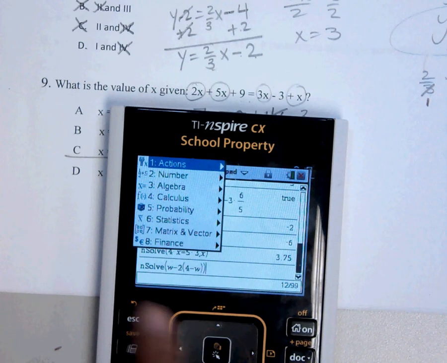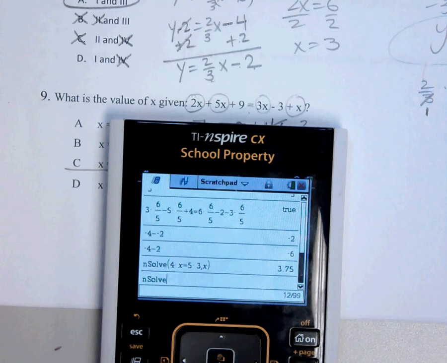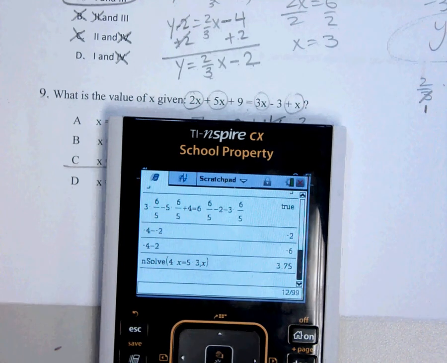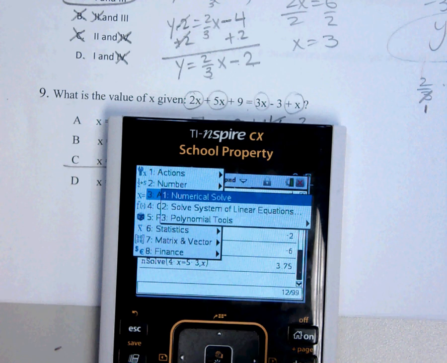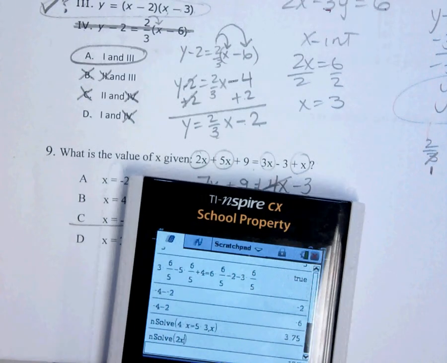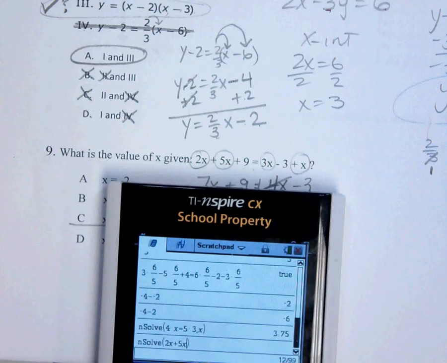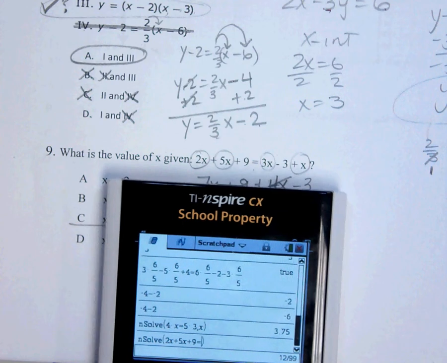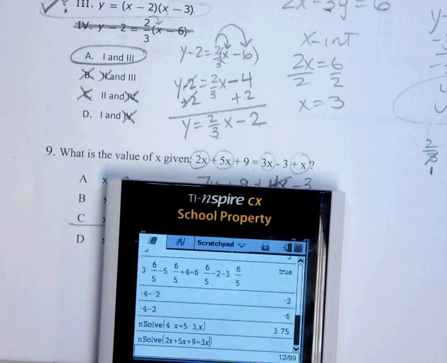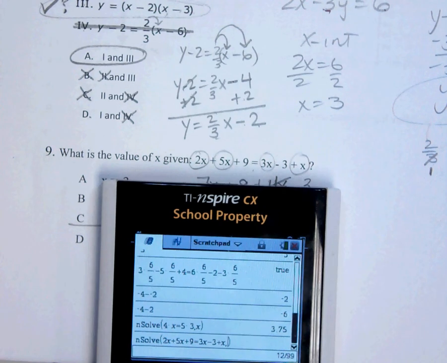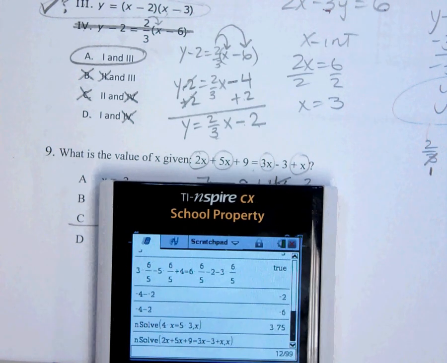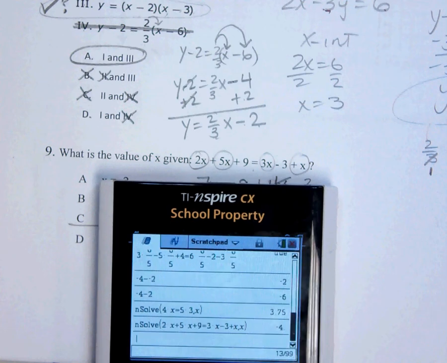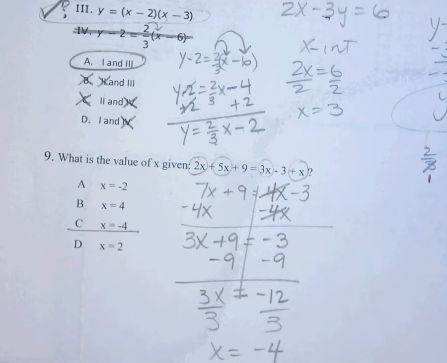I'm going to erase that out and press menu 3, 1. And what does it tell me? 2x plus 5x plus 9, put my equals, 3x minus 3 plus x, comma, and the letter that I used. Okay, press enter, and negative 4 is correct, so we did it right.